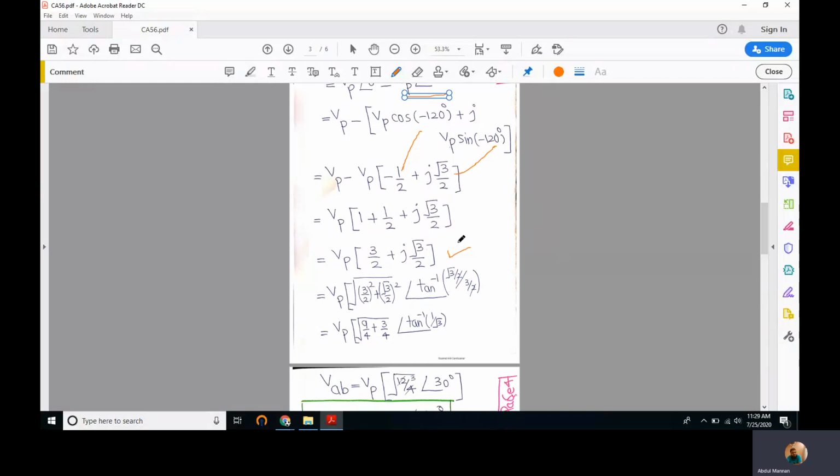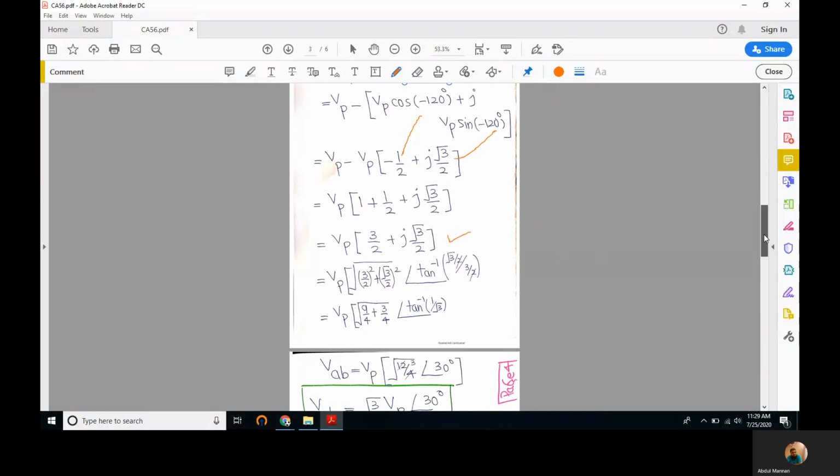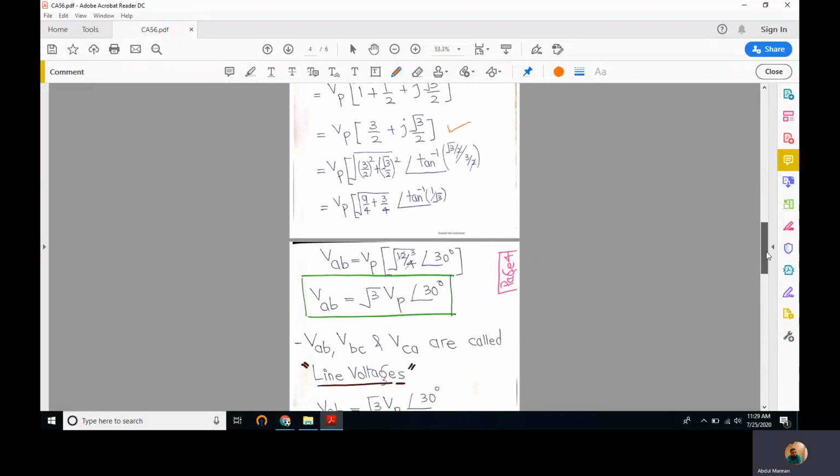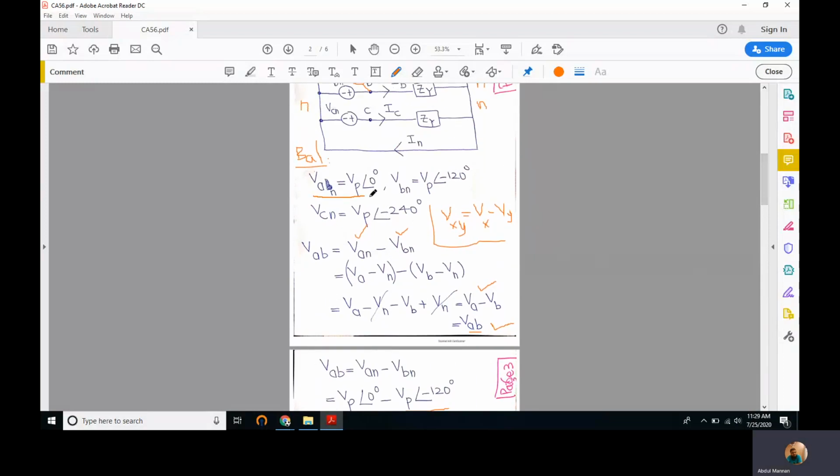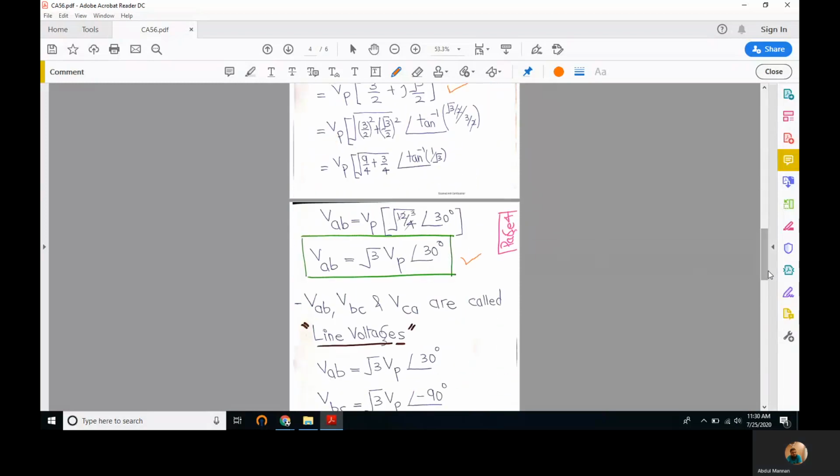To convert into polar form, we'll put r equal to square root of x squared plus y squared, where theta is inverse tan of y over x. We already know that. Putting all this information in, we reach a point where VAB is square root of 3 VP at an angle of 30. This means VAB is square root 3 times VP, whereas VAN is 1 times VP. So VAB, the line voltage, is square root 3 times the phase voltage. Square root 3 is 1.732.